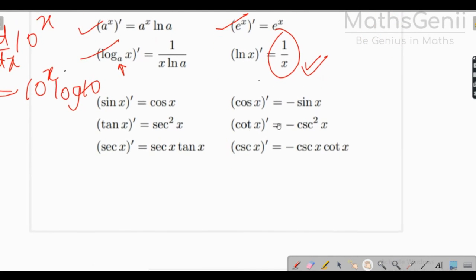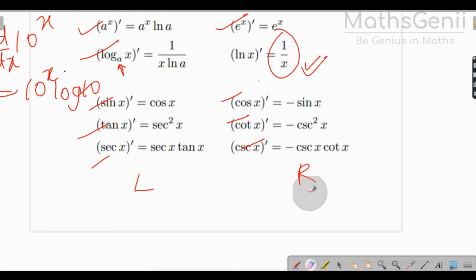Then what is the derivative of sine x? It is cos x. Then cos x is minus sine x. So how to remember this very quickly is write it the way it is written on the screen. Sine cos, tan cot, sec cosec. Everything on the left side is positive and everything on the right side is negative. So that is how maybe you can remember the formula.